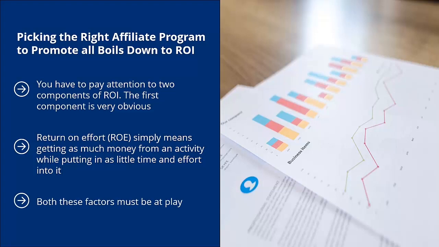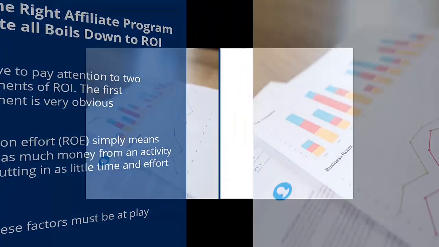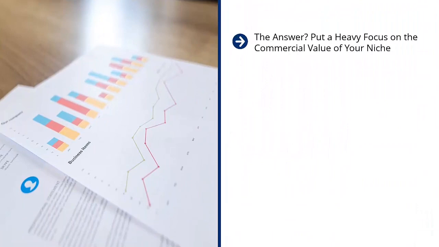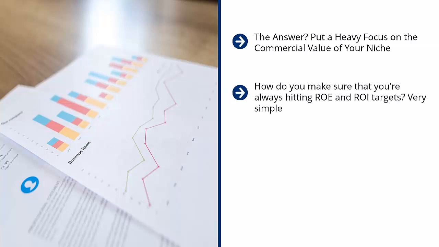You always have to constantly filter all your affiliate marketing decisions through these principles. Otherwise, you're not going to make much money in this game. The answer? Put a heavy focus on the commercial value of your niche. How do you make sure that you're always hitting ROE and ROI targets? Very simple. To maximize your ROI and ROE, you need to pick the right niche first, then pick the right affiliate program. A lot of people get the order wrong.